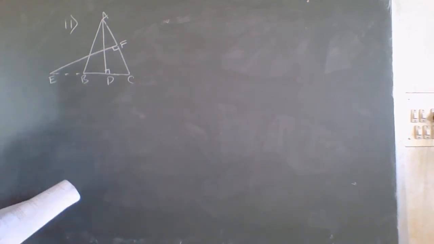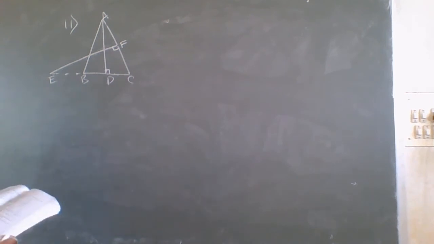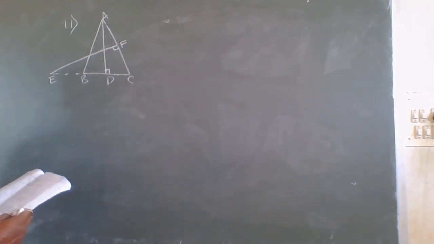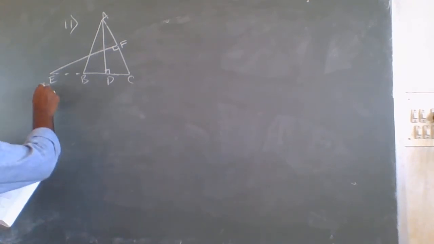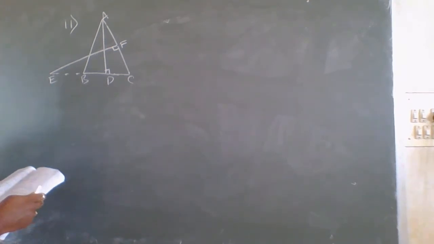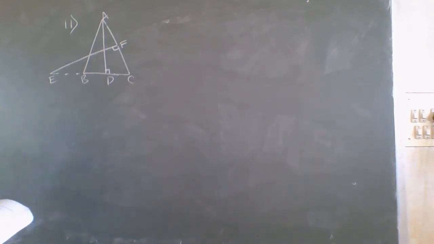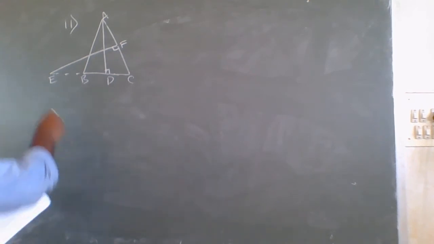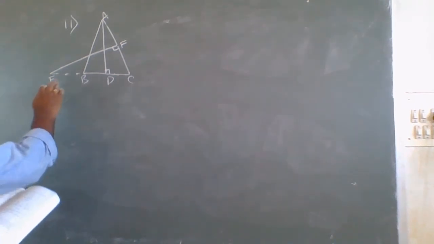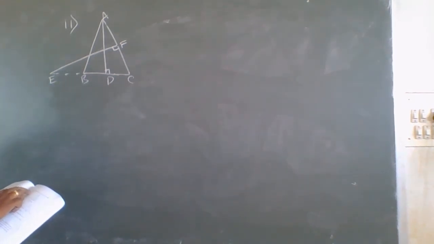This is the diagram given for the 11th problem. What is given here? In the figure, E is a midpoint of side CB. Sorry, this is not a midpoint. E is a point on side CB.